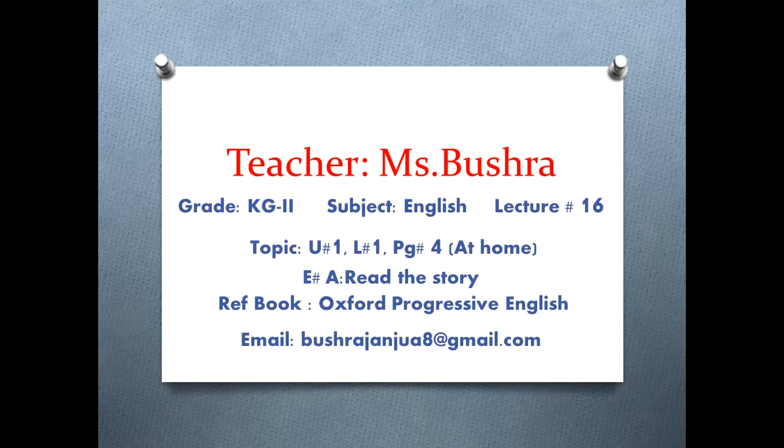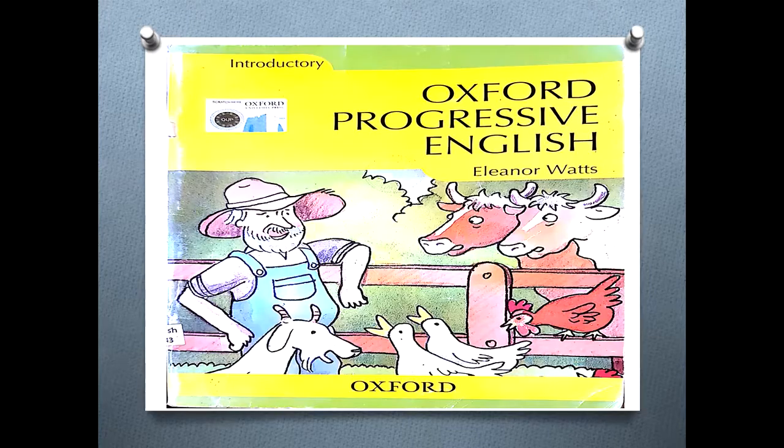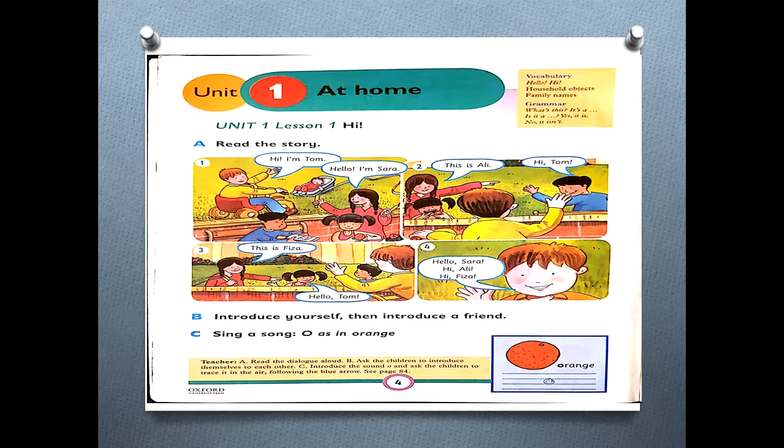Kids, when you check your book pack, you will see this English book called Oxford Progressive English in it. Now we will read it in our upcoming video lectures. Let's start. This is Unit number 1, "Name at Home." And this is Lesson number 1 of Unit number 1, and in Exercise A, read the story. Exercise A is read the story.